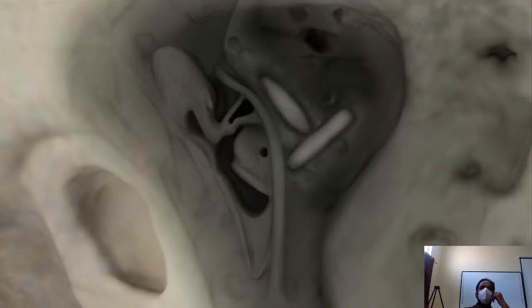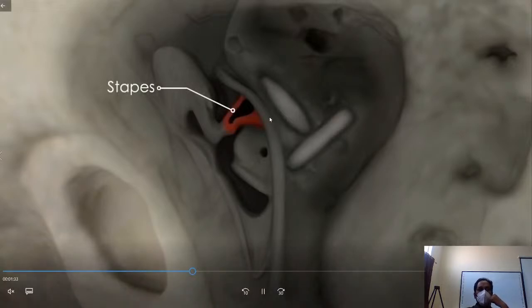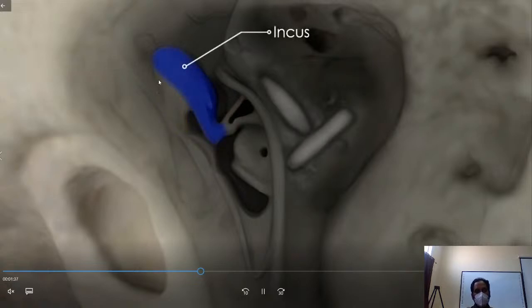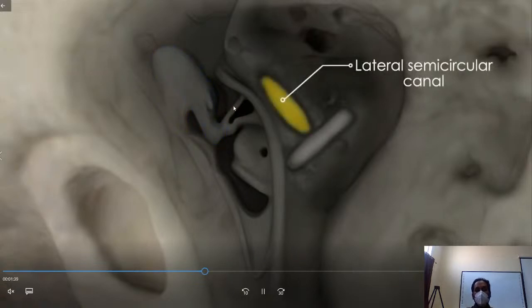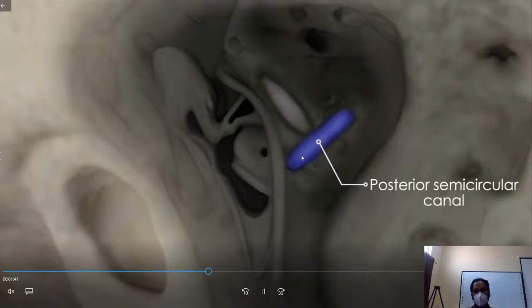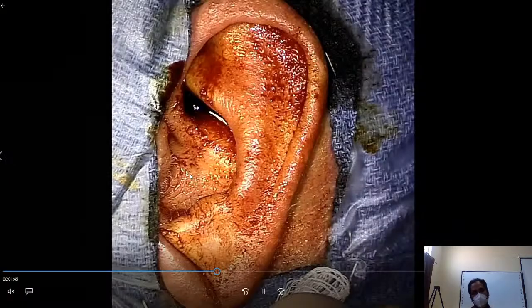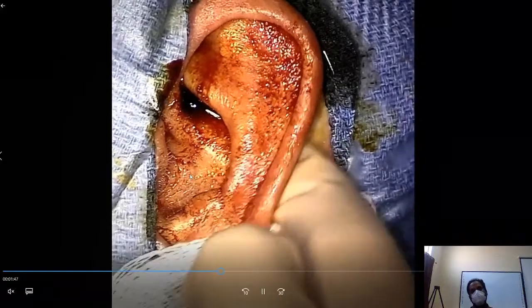Then still if you drill, you can see the stapes also. This is the malleus, this is the incus, and this is the stapes. All the ossicles can be seen by drilling the mastoid. And this is the lateral semicircular canal, and this is the posterior semicircular canal, and the round window can be exposed.